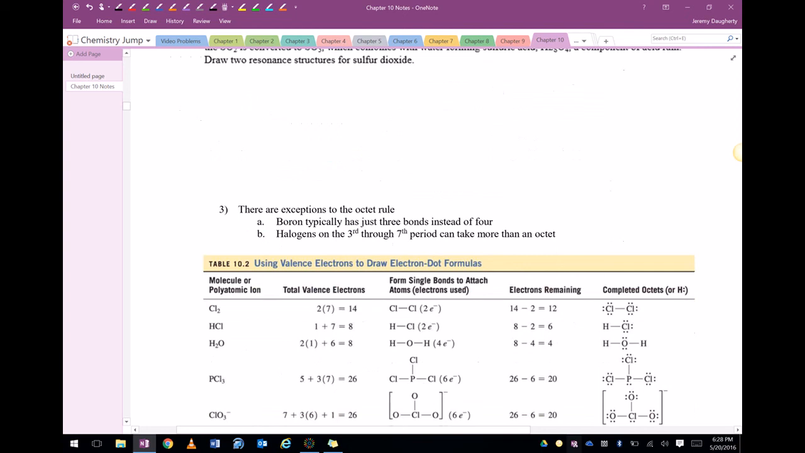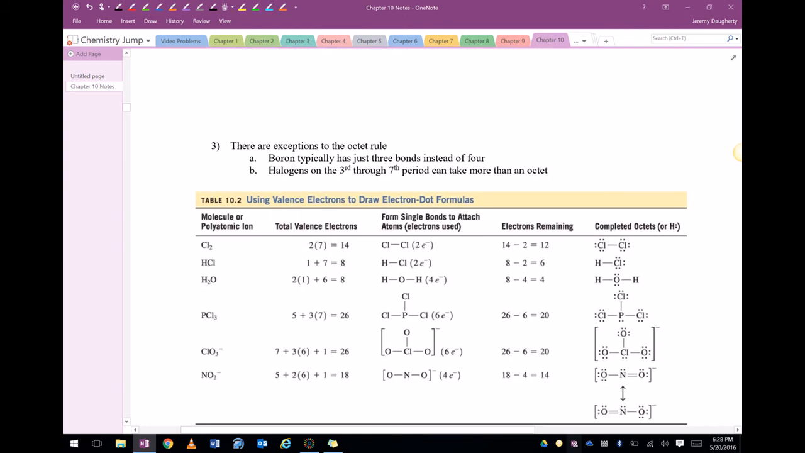Okay. Now, just to let you know, there are exceptions to the octet rule. For instance, boron. Boron can take less than an octet. Beryllium can actually form a covalent structure and take less than an octet. And then also the halogens on the 3rd through 7th period can take more than an octet. Now, I'm not going to go over that here. I usually go over that in AP, so I'll save it for that. But just realize that there are some exceptions.